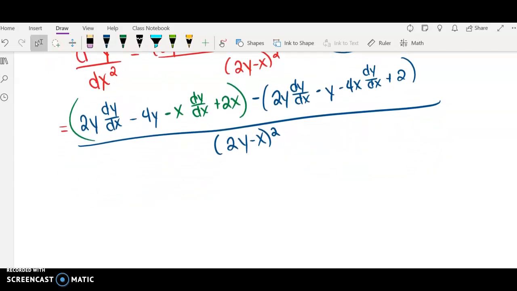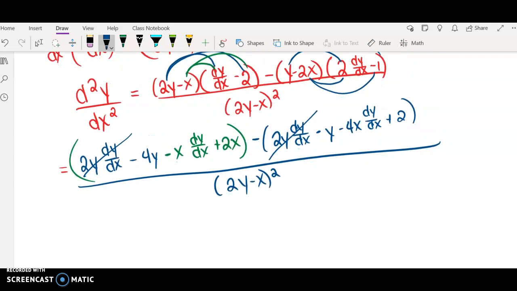And from here, guys, what I noticed is I had some like terms I could simplify. I have a 2y dy over dx and a 2y dy over dx. That simplifies. And then I have, oops, I forgot my x here. Go back and add that x at the end.